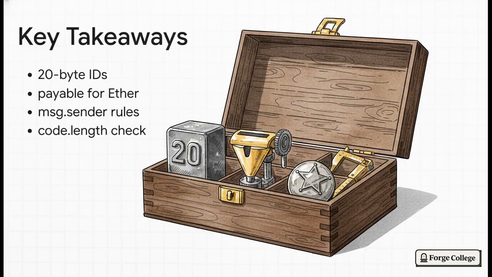Okay, let's recap the core schematics of today's explainer. Addresses are 20-byte identities, and absolutely no math is allowed. You must use address payable if you intend to push Ether around. Your absolute best friend for access control is msg.sender, the immediate caller. And finally, use code.length to spot other contracts, but keep your eyes peeled for that constructor loophole we talked about. Mastering these single identity badges is non-negotiable for what we're building next.